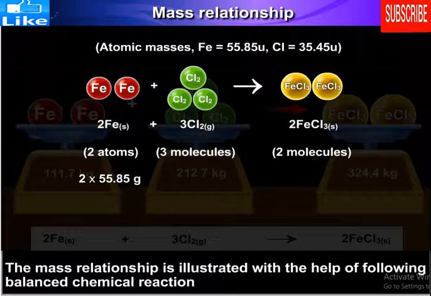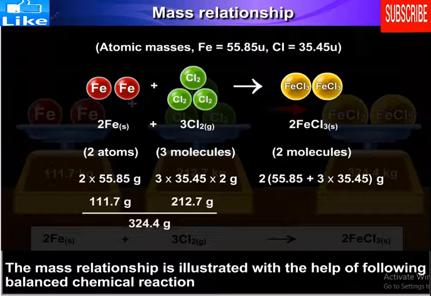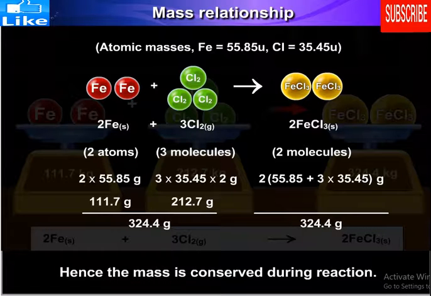2 into 55.85 grams plus 3 into 35.45 into 2 grams gives 2 into (55.85 plus 3 into 35.45) grams. 111.7 grams of Fe plus 212.7 grams of Cl2 equals 324.4 grams, equals 324.4 grams of FeCl3. Hence, the mass is conserved during the reaction.